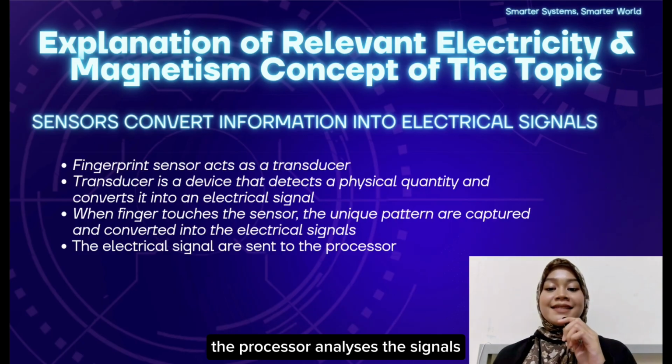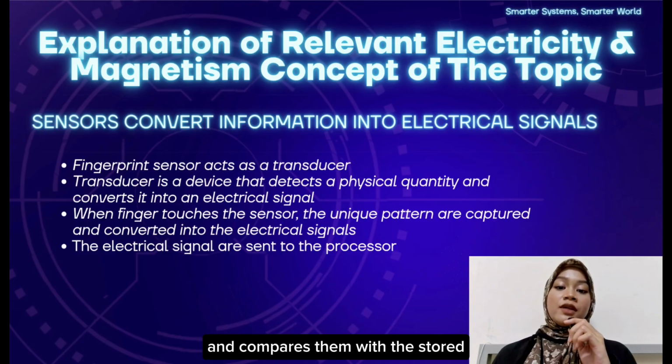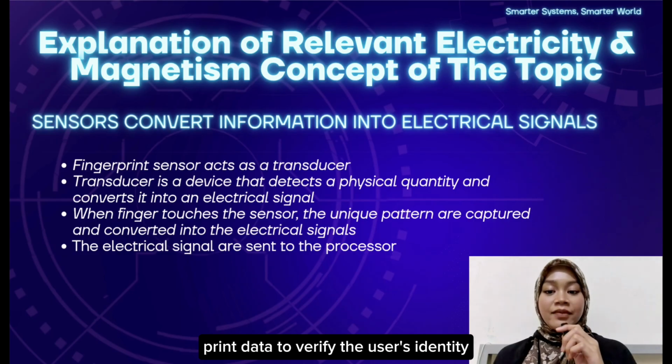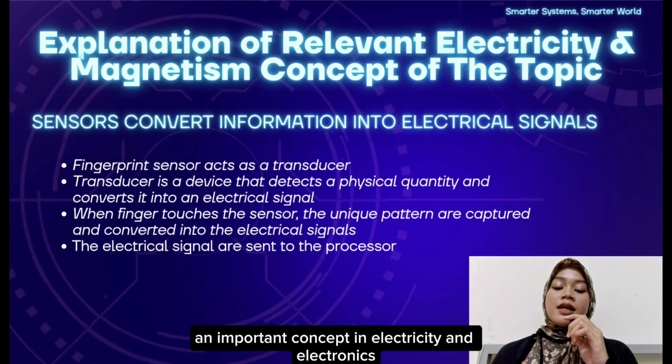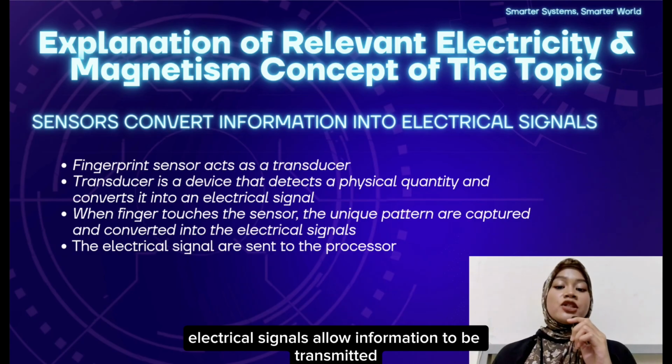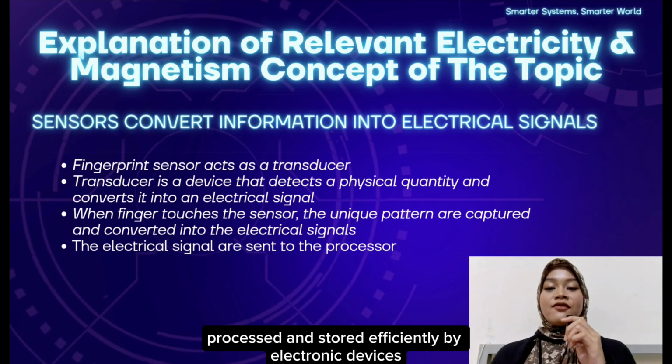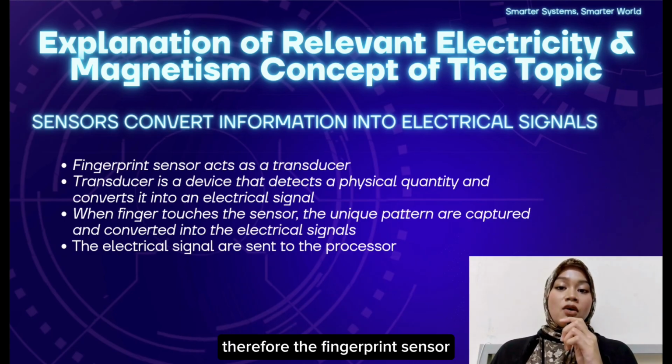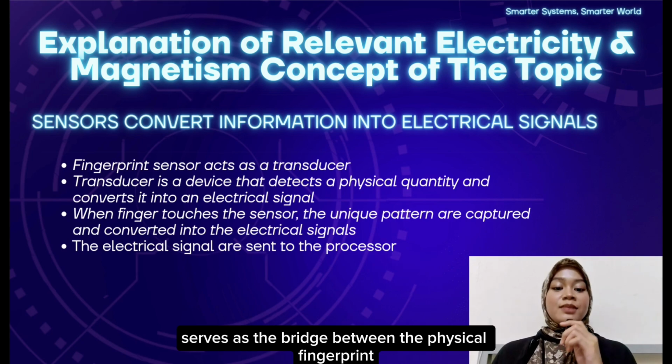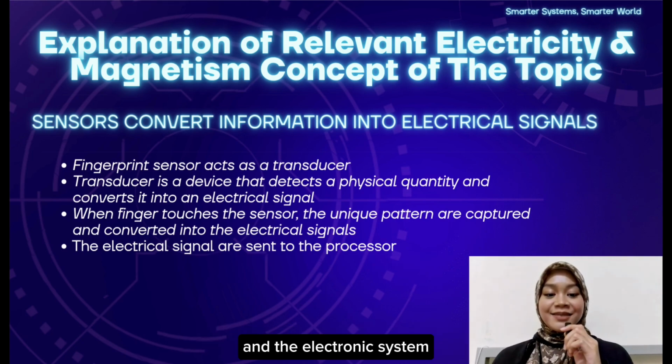The processor analyzes the signals and compares them with the stored fingerprint data to verify the user's identity. This process demonstrates an important concept in electricity and electronics. Electrical signals allow information to be transmitted, processed, and stored efficiently by electronic devices. Therefore, the fingerprint sensor serves as the bridge between the physical fingerprint and the electronic system.